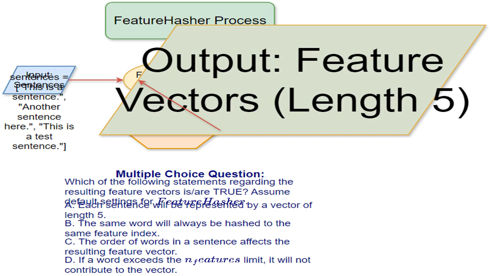The result? 5 numbers for each sentence. These numbers represent the words in the sentence in a way a computer can understand. This is what the machine learning algorithm will learn from.